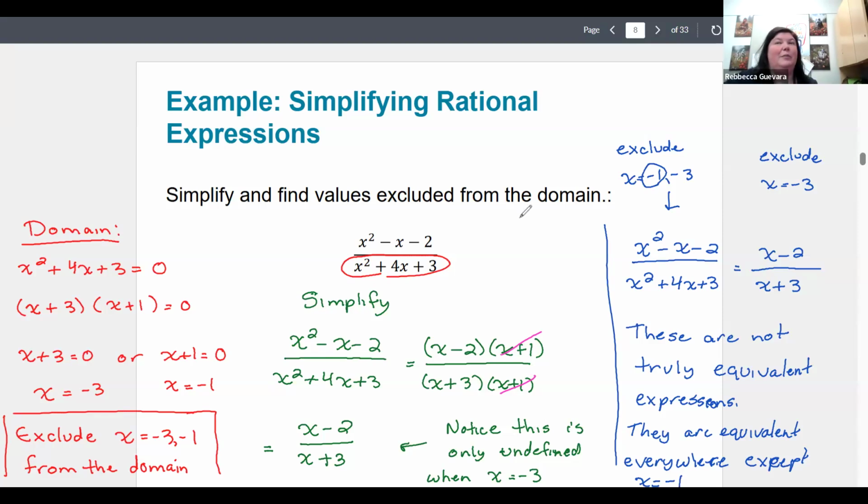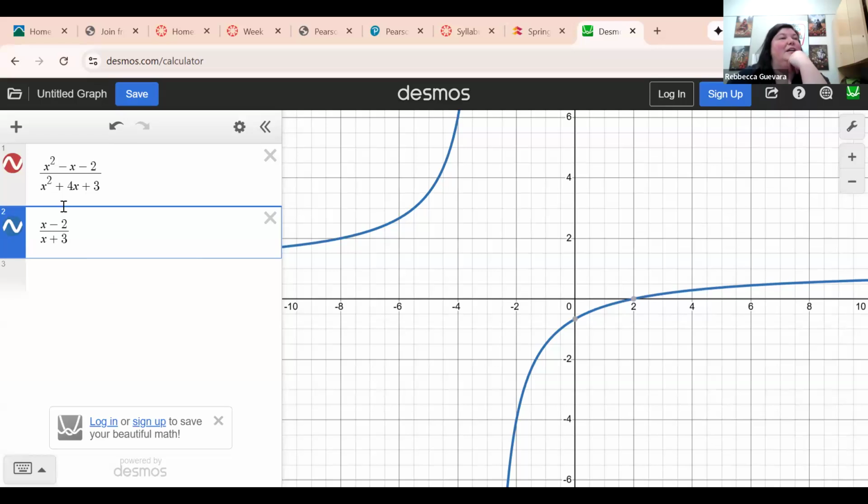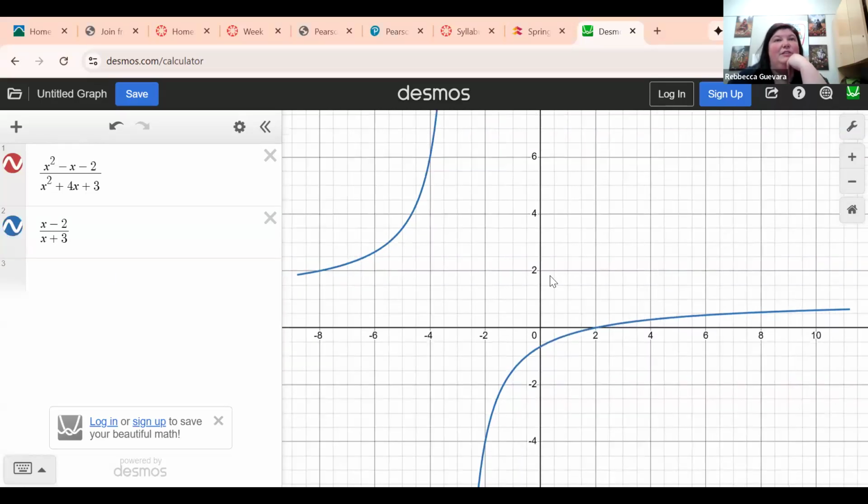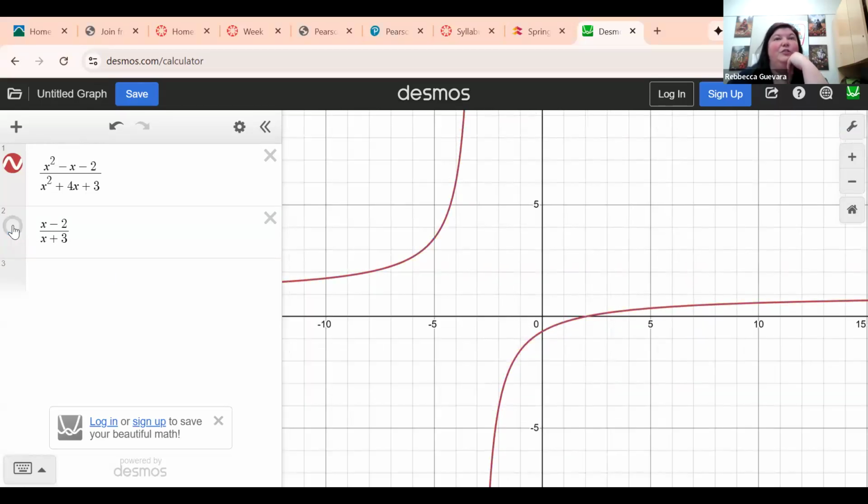So bear with me a second, and I'm going to show you what the graphs are going to look like. All right, so you see on the side, I have the two equivalent expressions. And if I turn off x minus 2 over x plus 3, it's sitting right on top of x squared minus x minus 2 over x squared plus 4x plus 3. They're sitting right on top of each other.